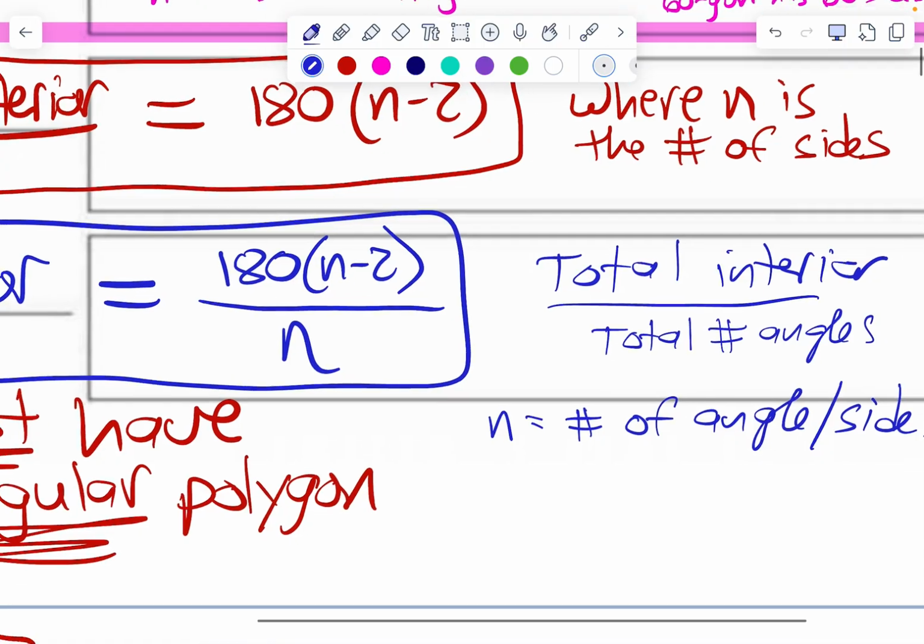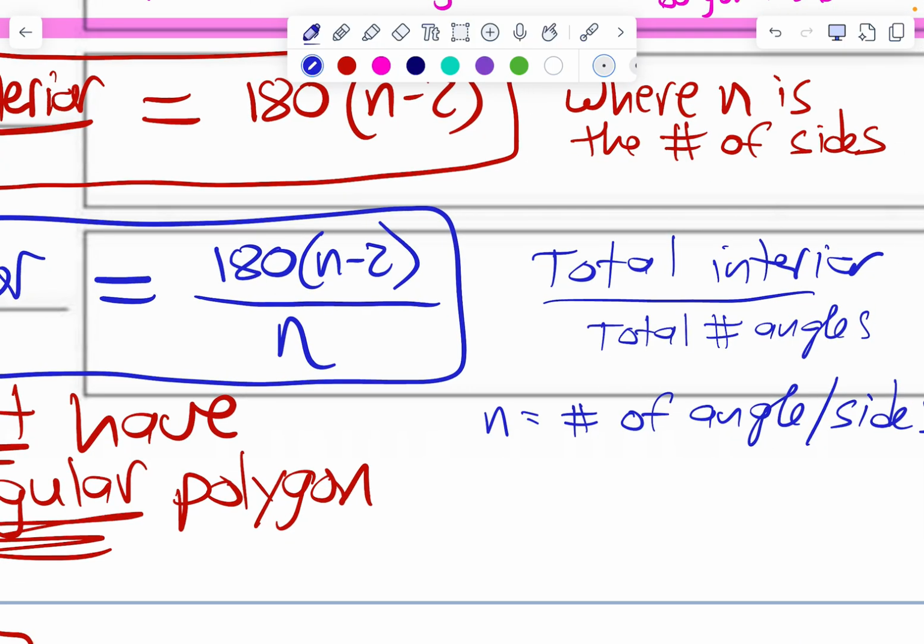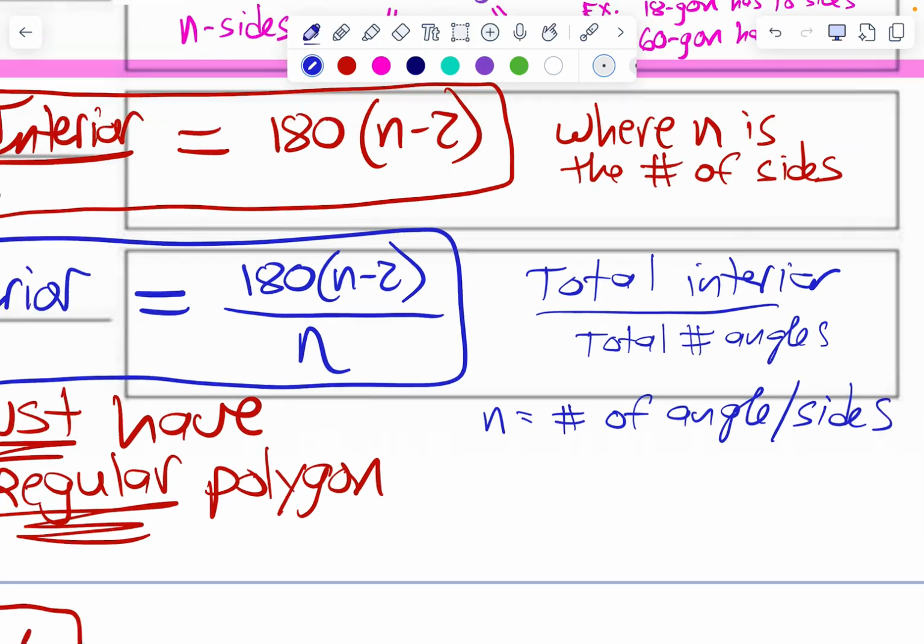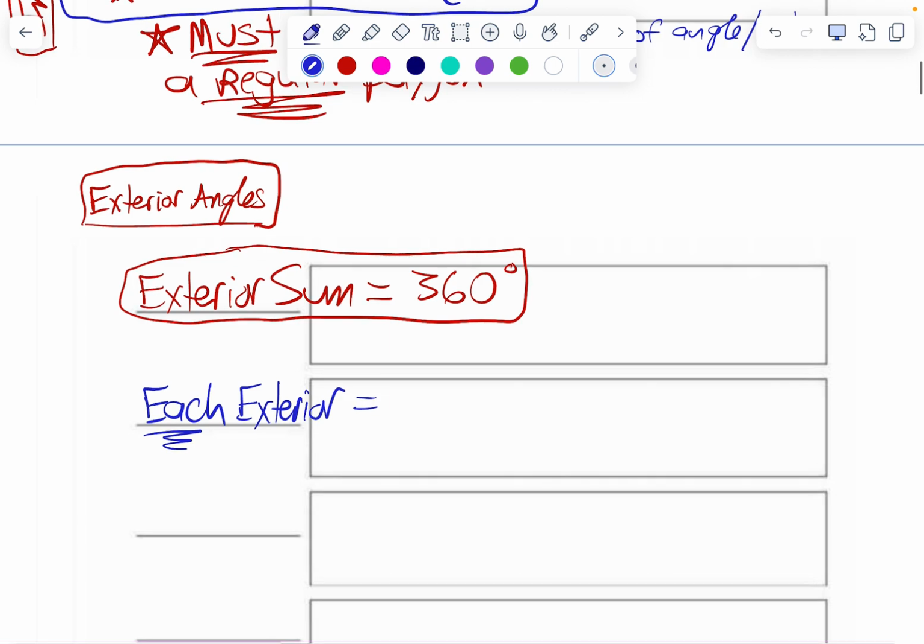Right here. Didn't we just divide the total by the number of angles? Okay, same thing. Only this time the numerator is just always 360. So we just divide the total by the number of angles. Now what has to be true for that to work?